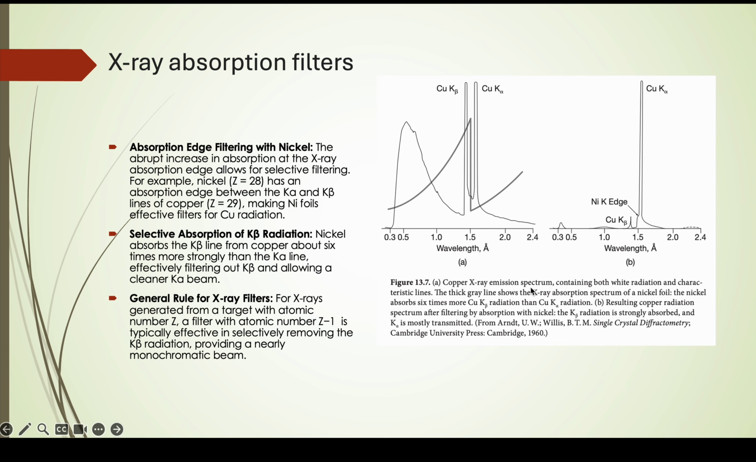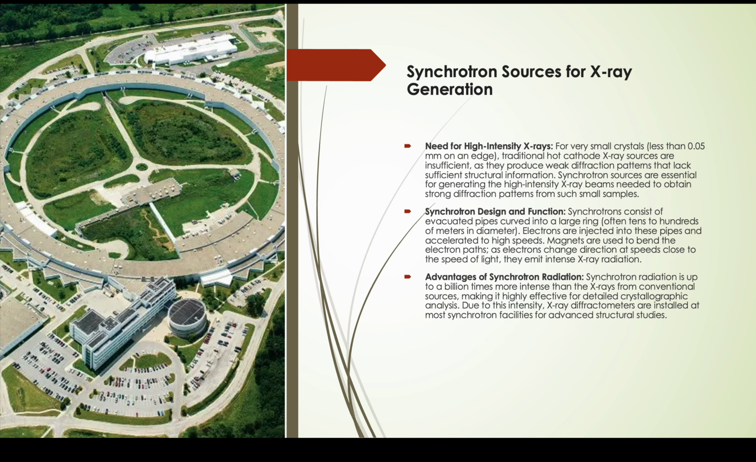Copper X-ray emission spectrum. It contains both white radiation and characteristic lines. These are the characteristic lines here, and this spectrum is of the white radiation. Okay. So after the filtration is done, we can see that nickel causes copper K alpha to pass only, not K beta. So we get this step. Let's move ahead with it. That's how the filtration works.